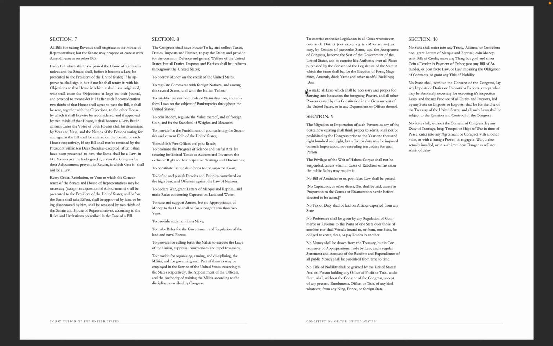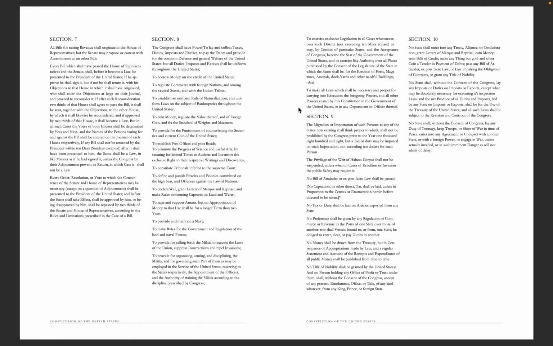The last paragraph starts with, "to make all laws which shall be necessary and proper for carrying into execution the foregoing powers, and all powers vested by this Constitution in the government of the United States, or in any department or officer thereof." This essentially gives Congress justification to make almost any law, and was left vague intentionally to give the Congress enough power to counter any situation. It has been used quite liberally in some cases, and is quite controversial. This is the necessary and proper clause.